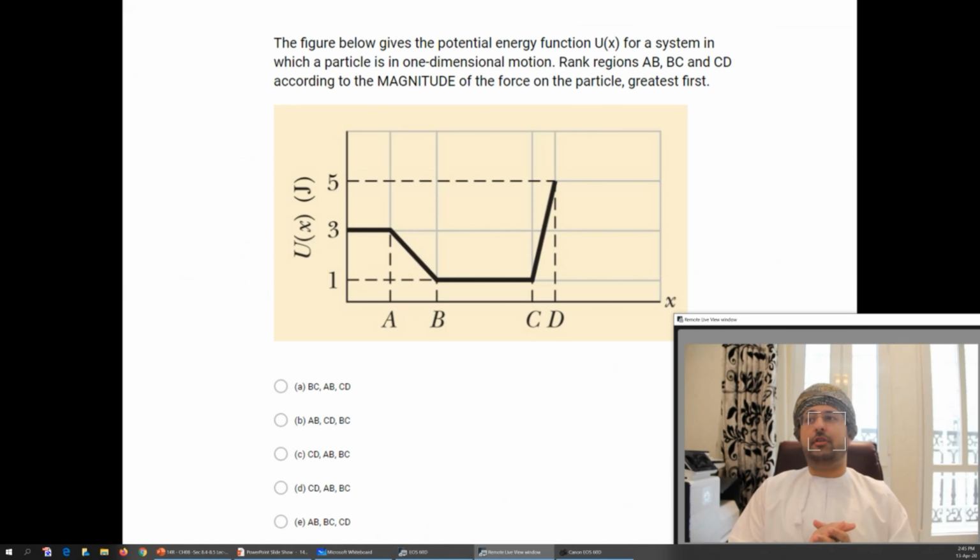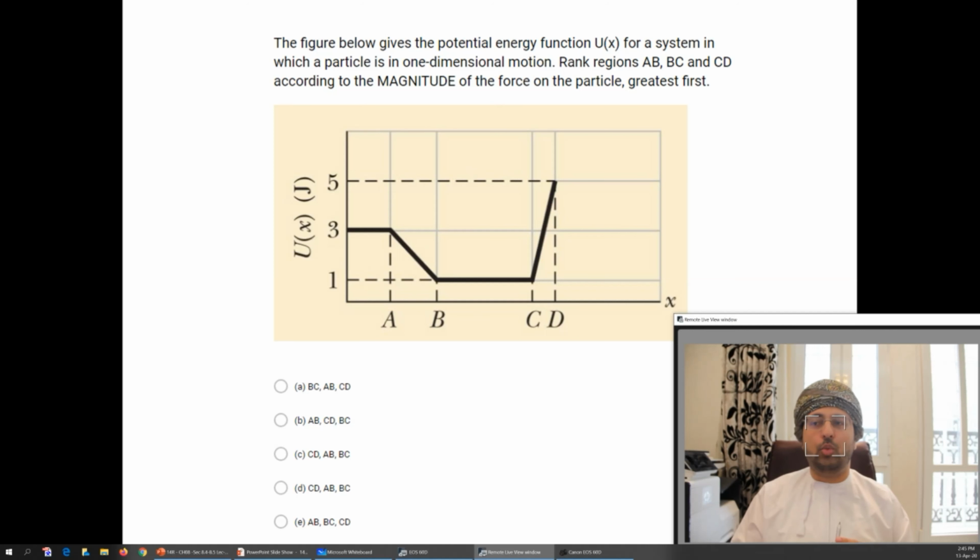The graph you see in front of you gives us the potential energy for a system. It's only one dimensional, so we don't have to worry about 2D and 3D. And we have regions AB, BC, CD. Where on this do we have the biggest force whatsoever?